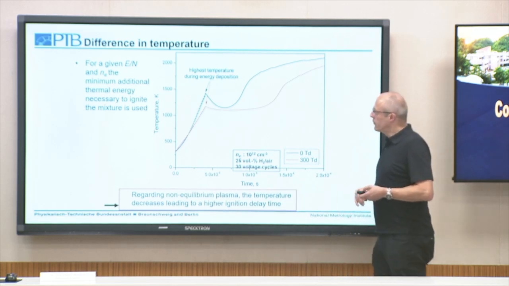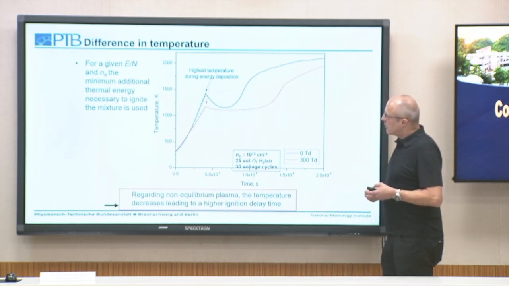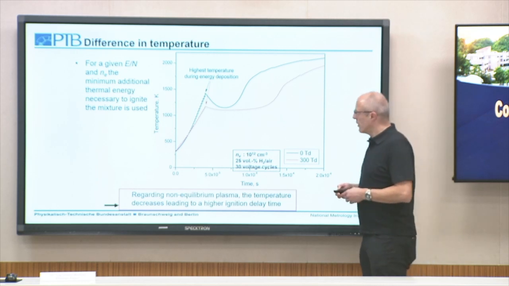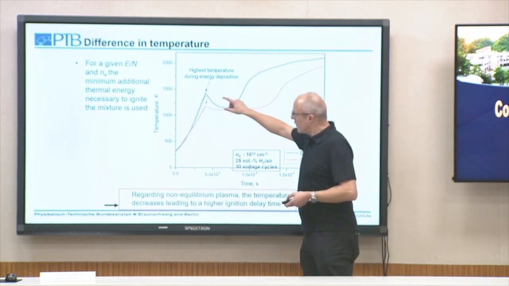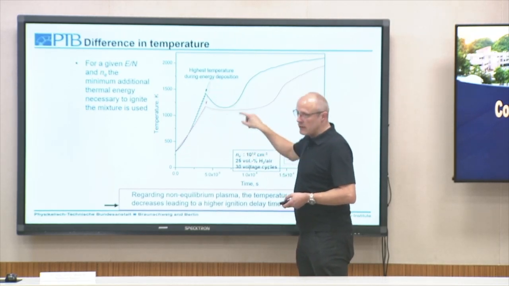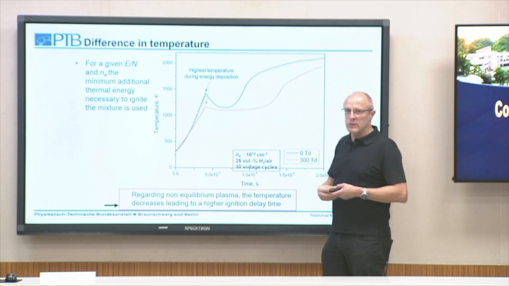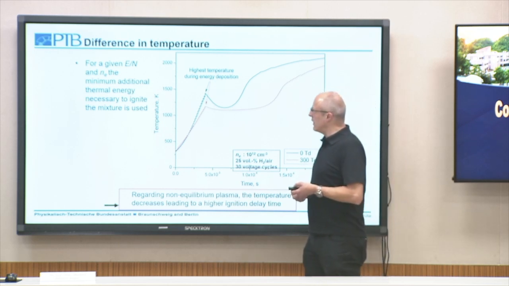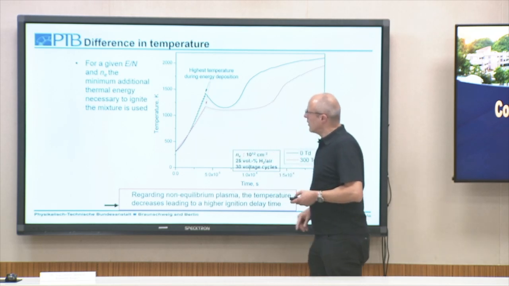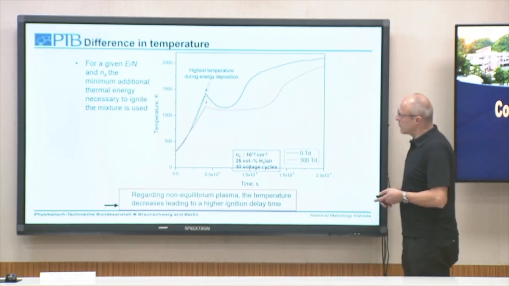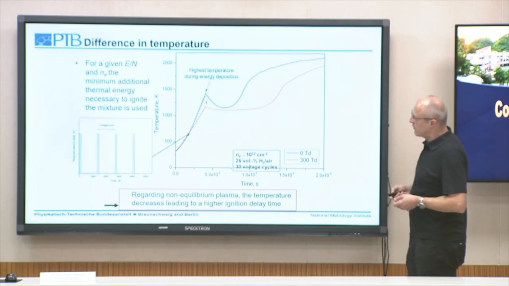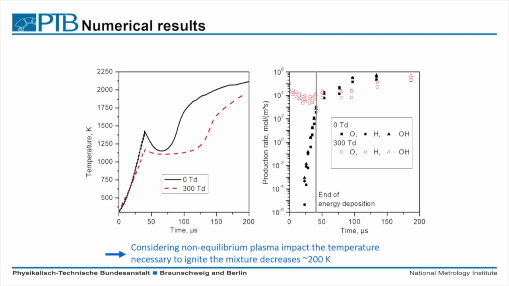So we can reach much lower temperatures, but still ignition occurs. Because, of course, it's no longer Arrhenius dominated. In this black case, only the Arrhenius equations are of importance, so the temperature is the dominating factor. But here we have these non-equilibrium plasma reactions, the electron impact reactions, also producing a lot of radicals.